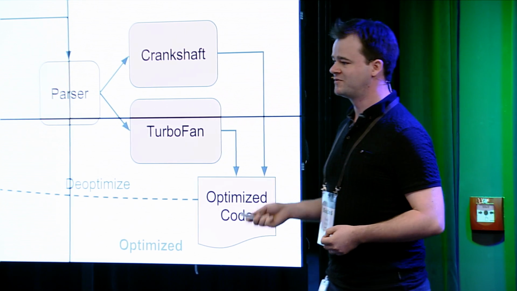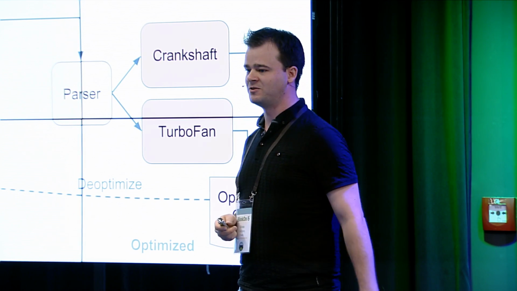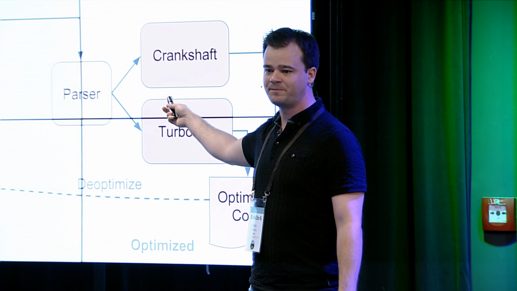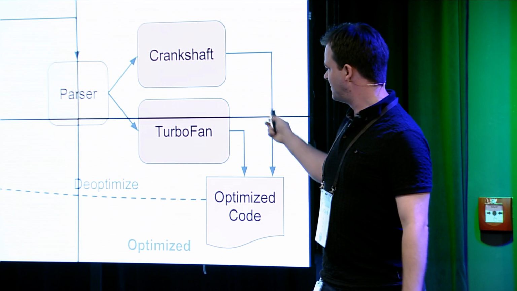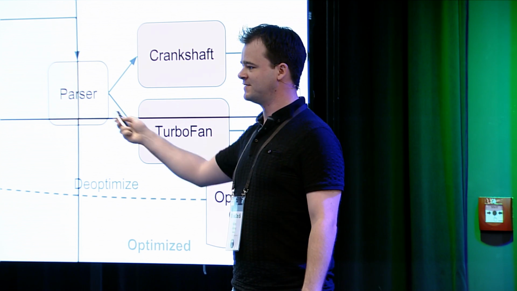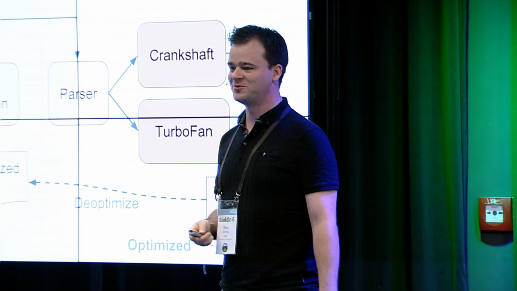And unfortunately, Crankshaft doesn't have a front end that we can feed the bytecode into, so we now need a parser in there to generate that. And unfortunately, because it needs this parser, it can't de-opt back to the bytecode. So we need full code gen back in there as well.